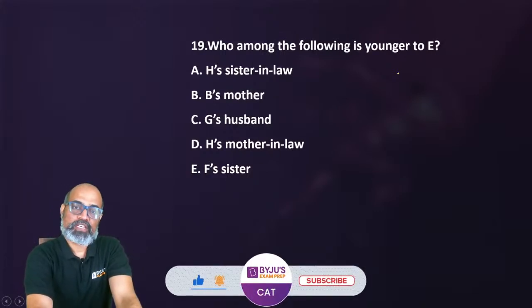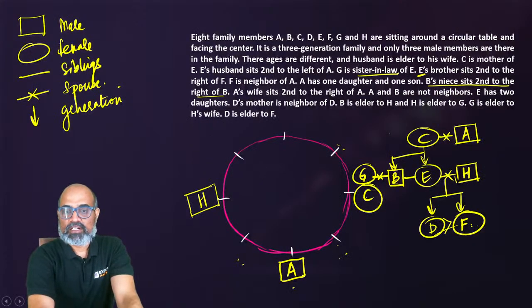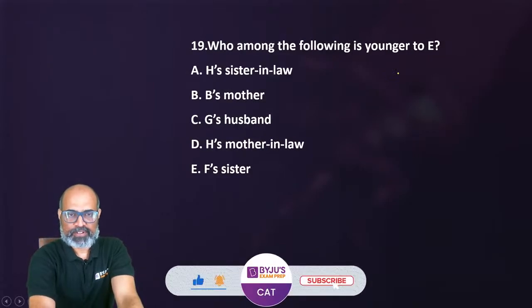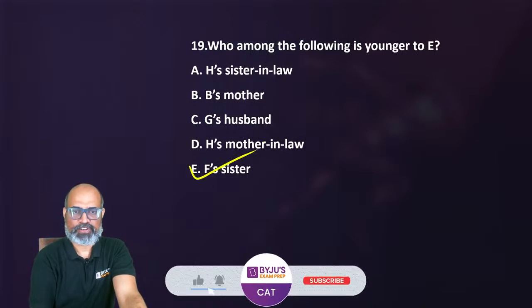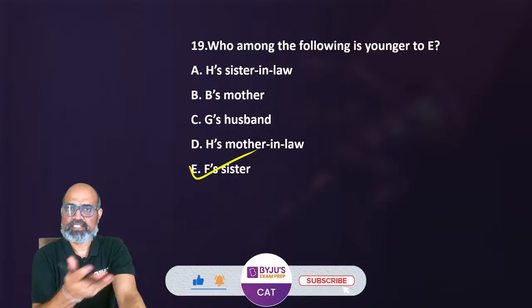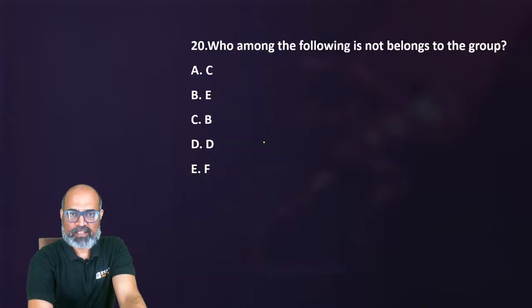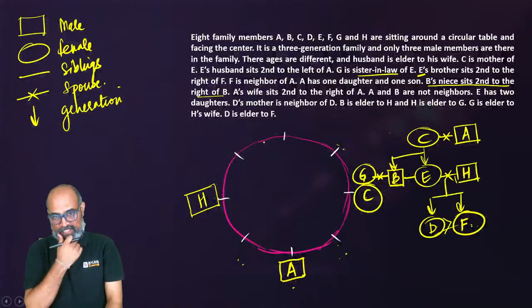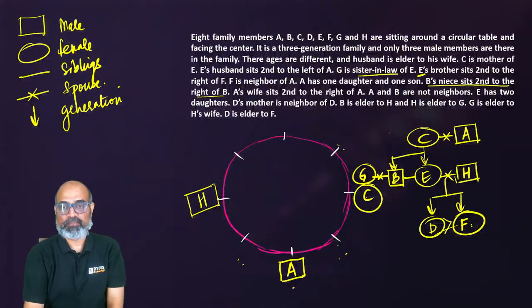Who among the following is younger to E? Younger to E. It's D and F. Both are going to be younger to E, of course. Do we have D and F? F's sister? Definitely. F's sister is D, right? Who among the following does not belong to the group? So we will have to figure out the entire scenario. Okay, we will have to start someplace.